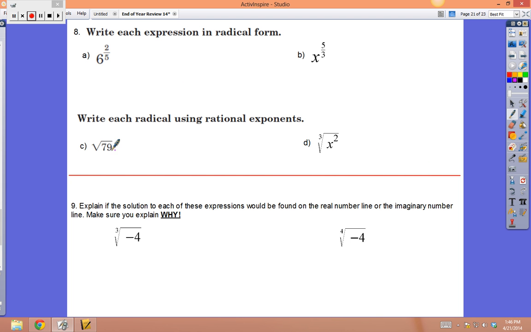Okay, now change from a radical into a power with rational exponents. 79, this is an invisible 2, that's a square root, and that's a 1. So this is 79 to the 1/2. And this is going to be x to the 2/3.